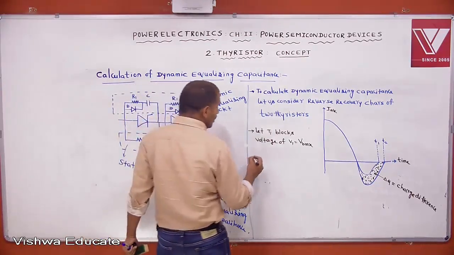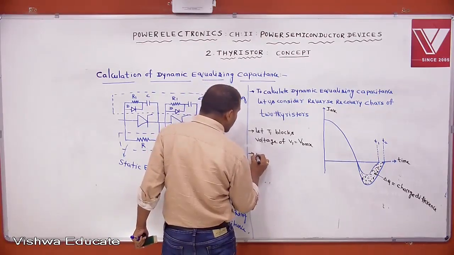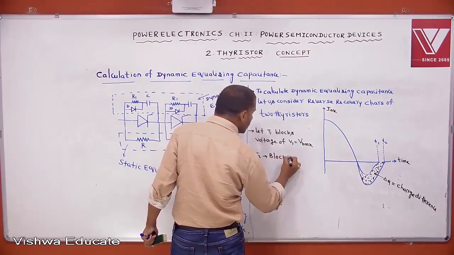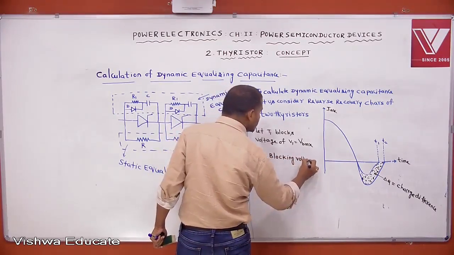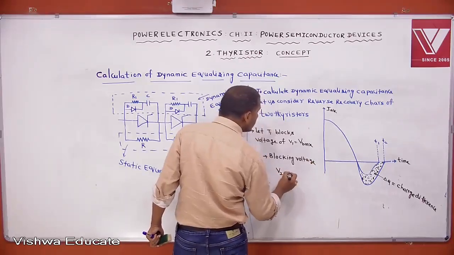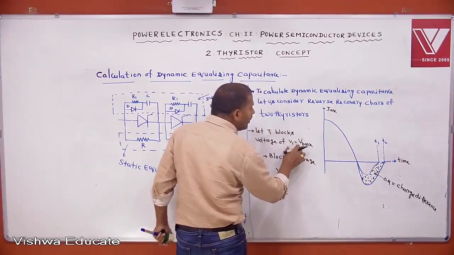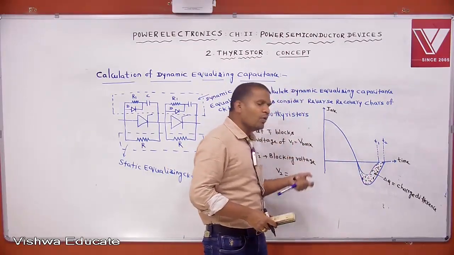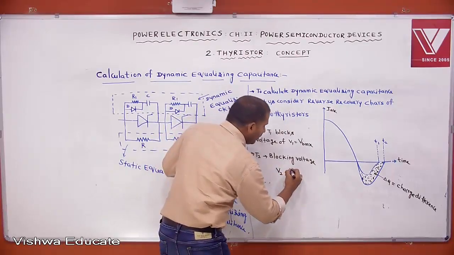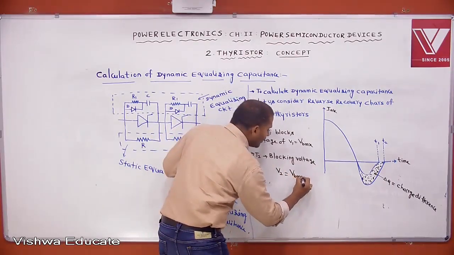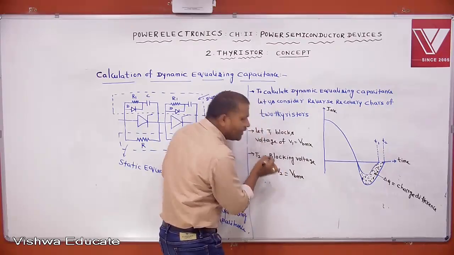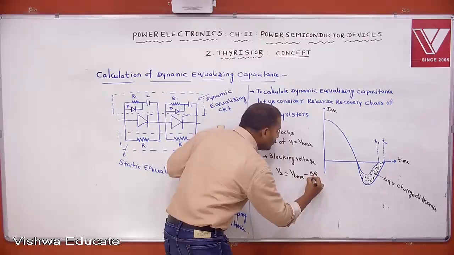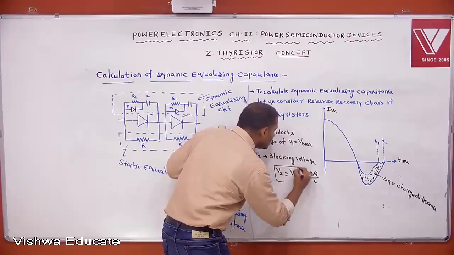Then what is the blocking voltage of T2, you tell me? The T2 blocking voltage V2 is equal to, because of this charge difference, how much? Actually T1 blocks VBMX, and the remaining voltage is blocked by T2. Then how much does it block? Delta Q by VBMX minus delta Q by C. This much voltage it blocks.